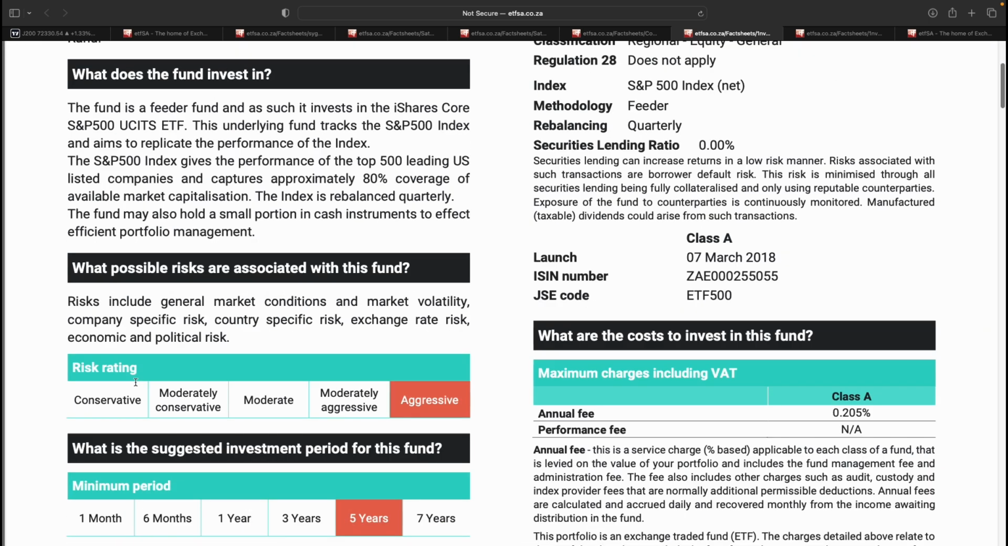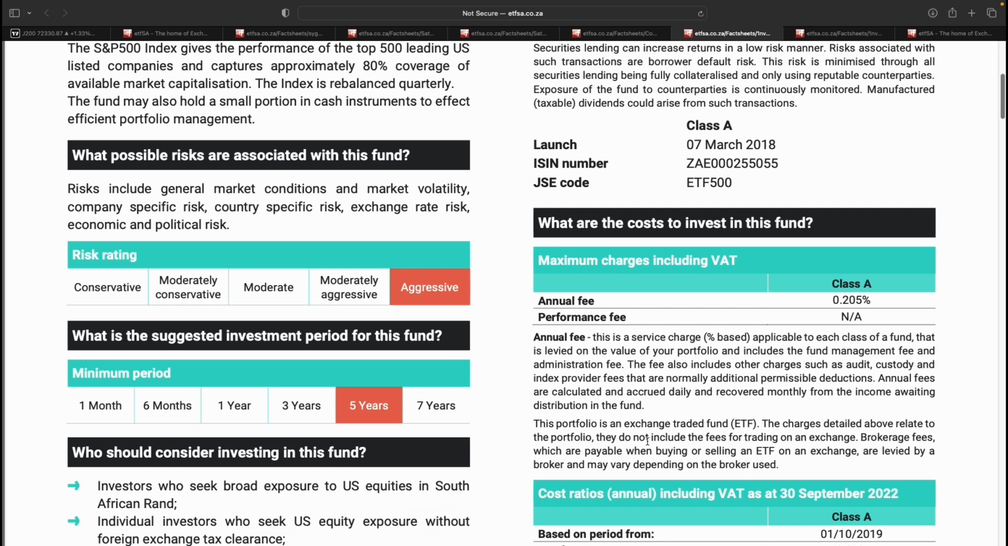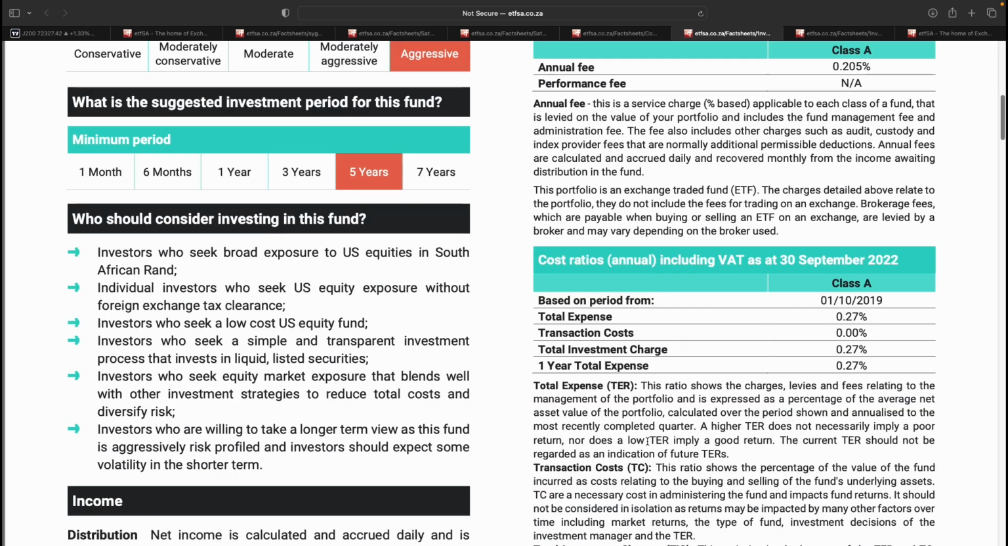And then I'm looking for information about the fees. You can see the total expense ratio is about 0.21%. So it's equivalent to Sygnia S&P 500. However, the difference is that it does not distribute. All right, the total expense is 0.27. It's not the 0.21%. It's actually 0.27. So it's slightly higher than the Sygnia ETF.